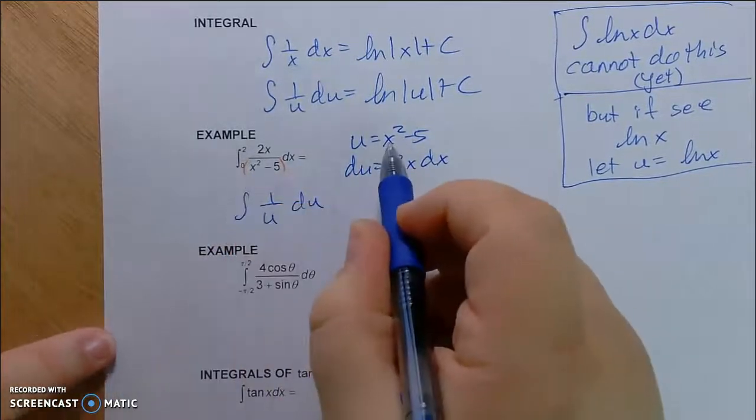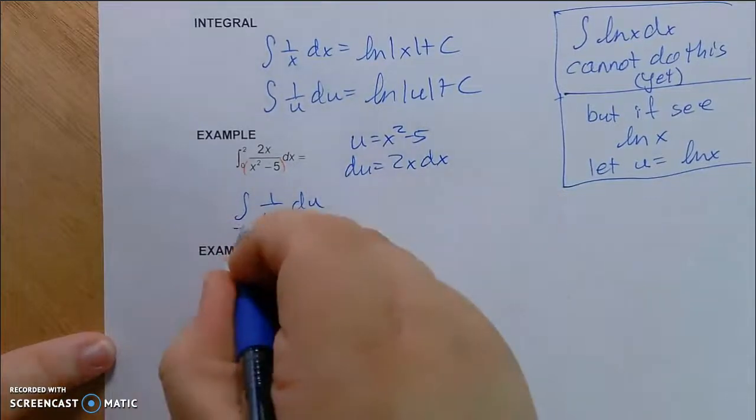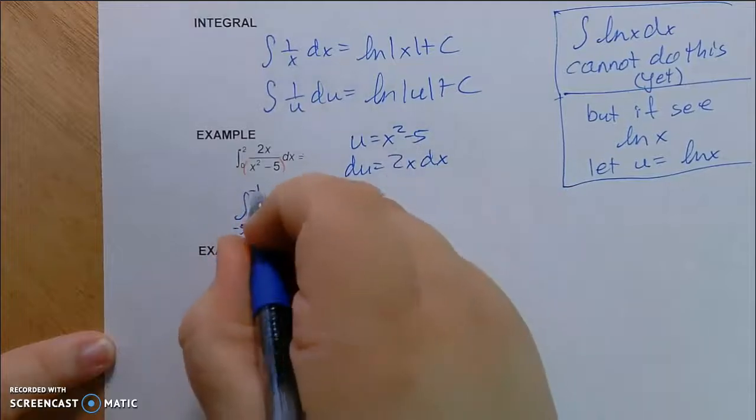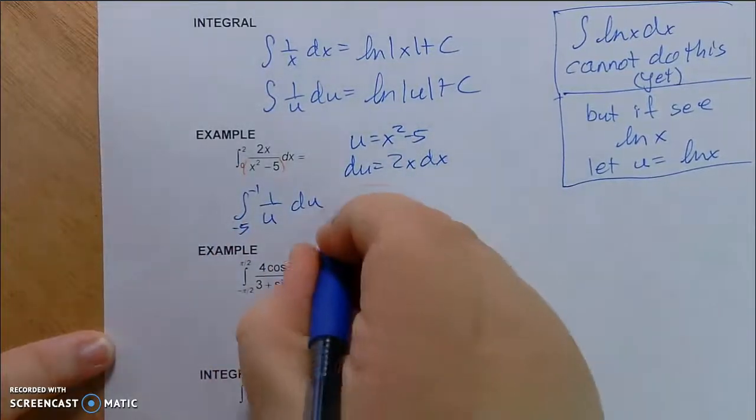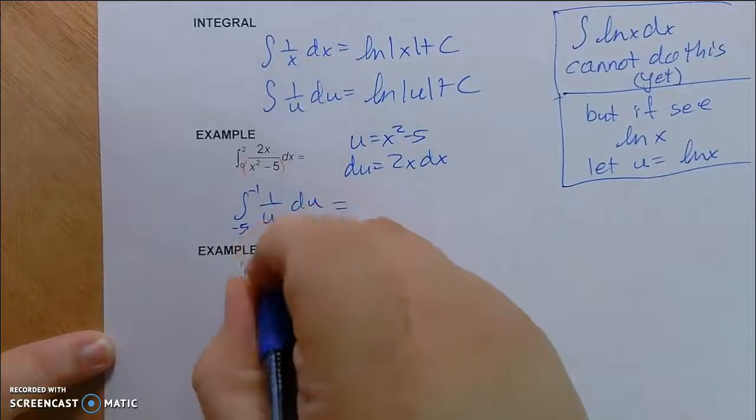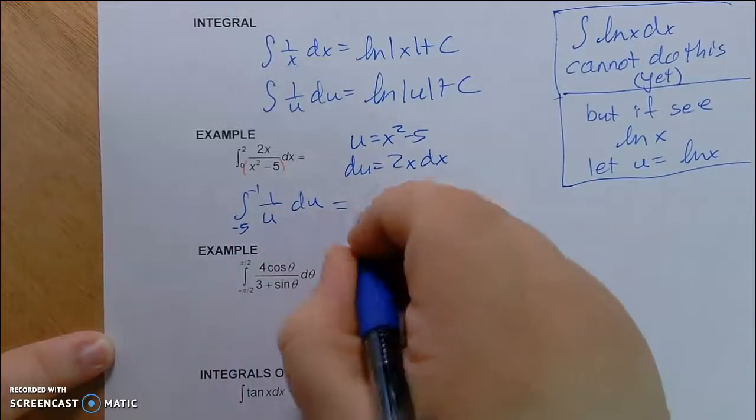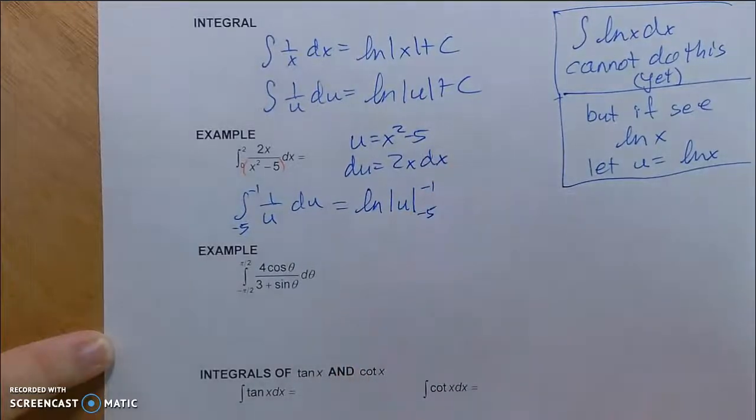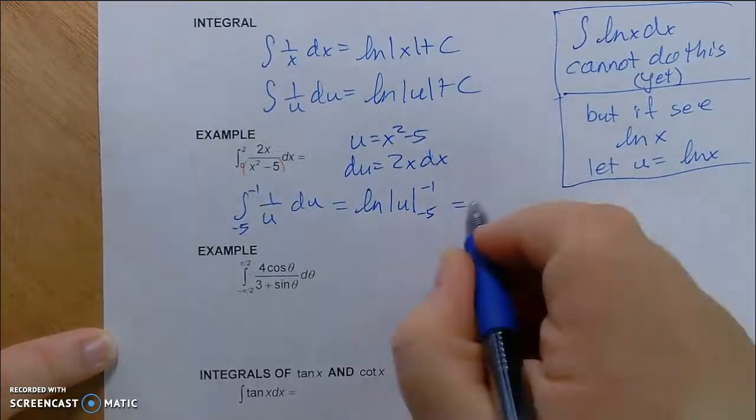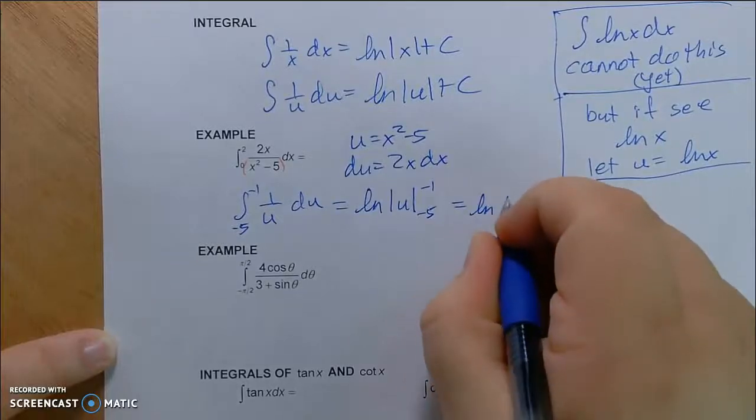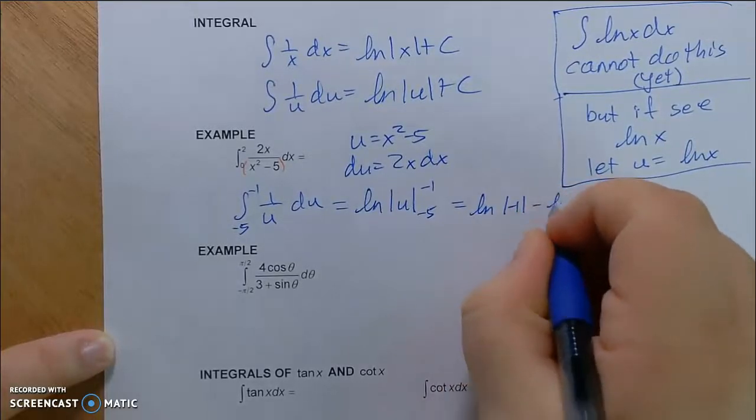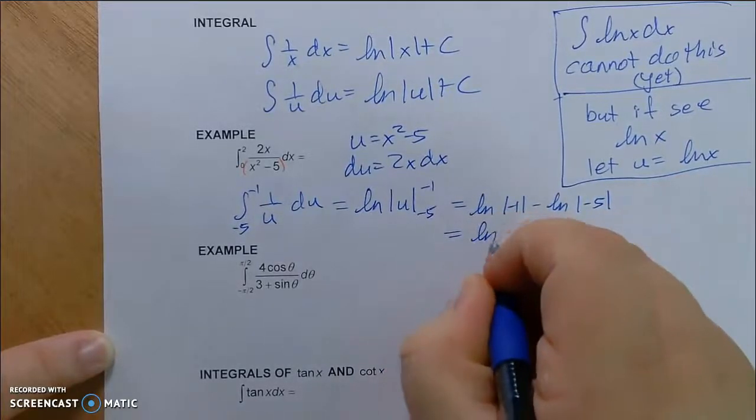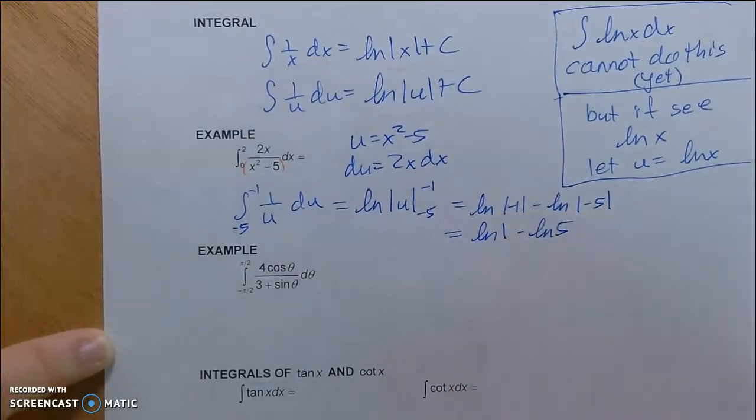Our 0, when we plug that in here for x, we get 0 squared minus 5, so this is minus 5. Plug in 2, we get 2 squared, which is 4, minus 5 is negative 1. Plug these in, and take the integral. The integral of 1 over u is the natural log of the absolute value of u. We're going to evaluate that from negative 5 to negative 1. So we get the natural log of the absolute value of negative 1 minus natural log of absolute value of negative 5, which is the natural log of 1 minus natural log of 5.